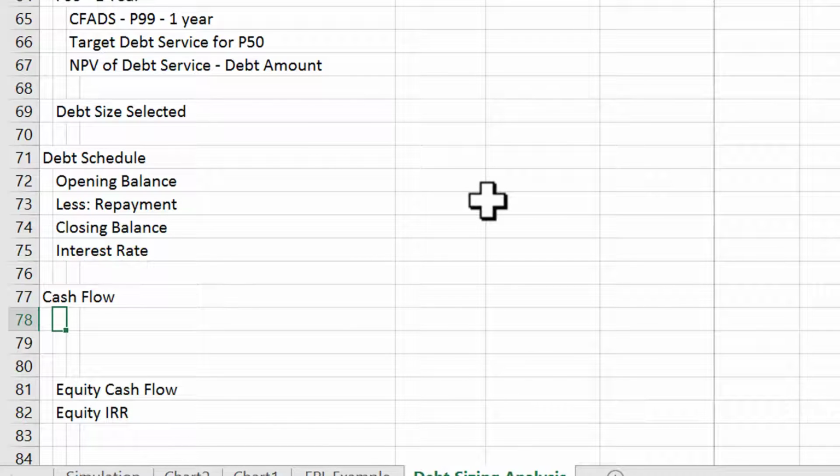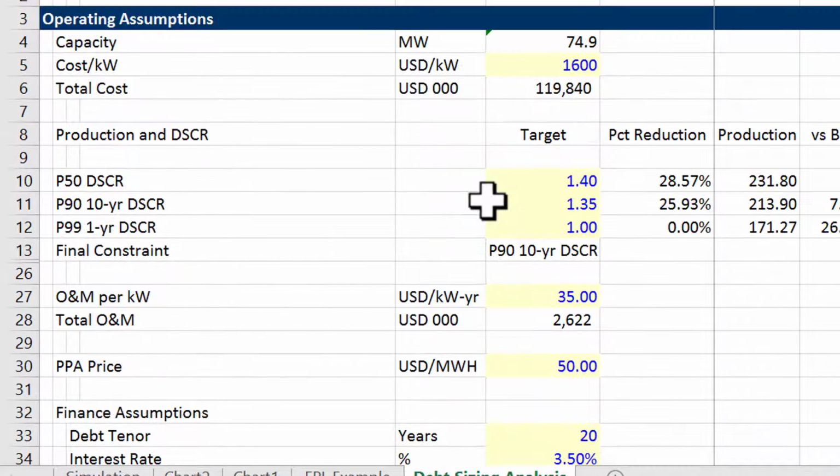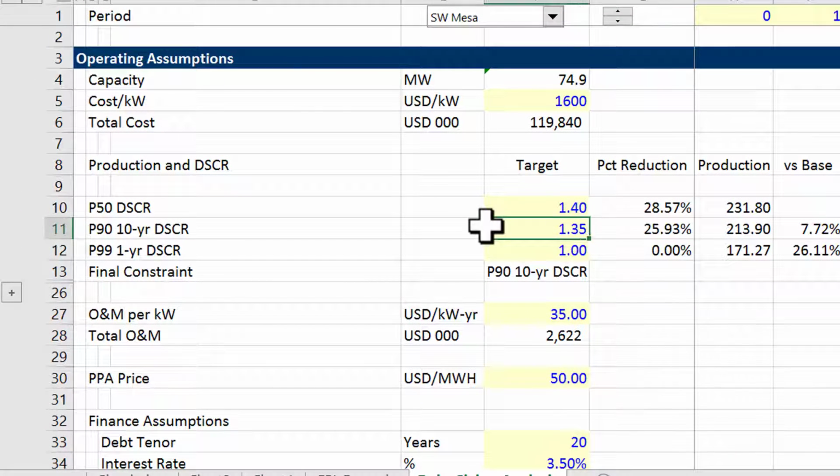Now we might want to make a P50, P90, or P whatever analysis, but when we do that, this cash flow is going to be on one basis. Let's say it's the P50, but the P90 or the P99 might drive the debt schedule. That's why understanding what's underneath some of these variations and inside these DSCRs is so important.